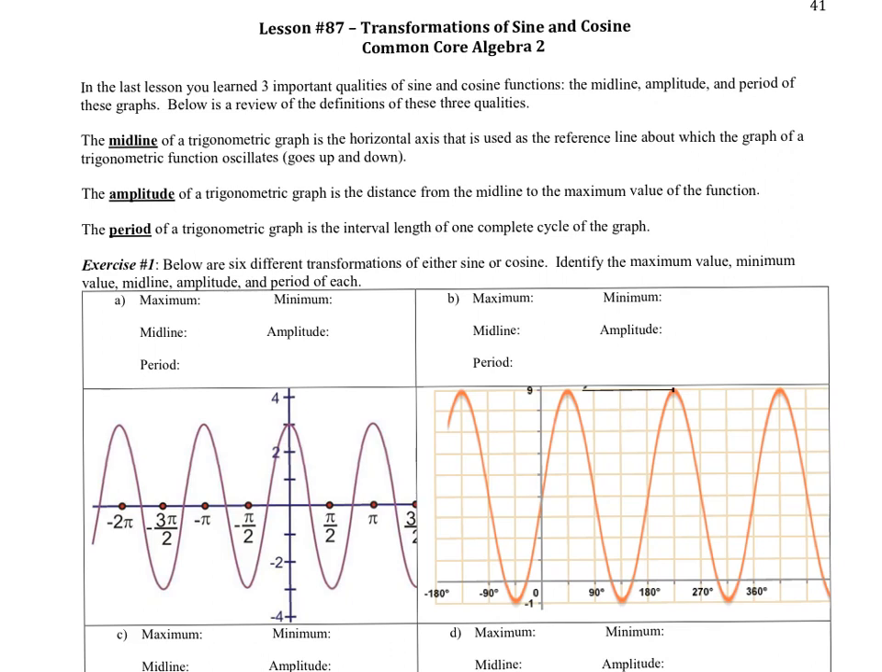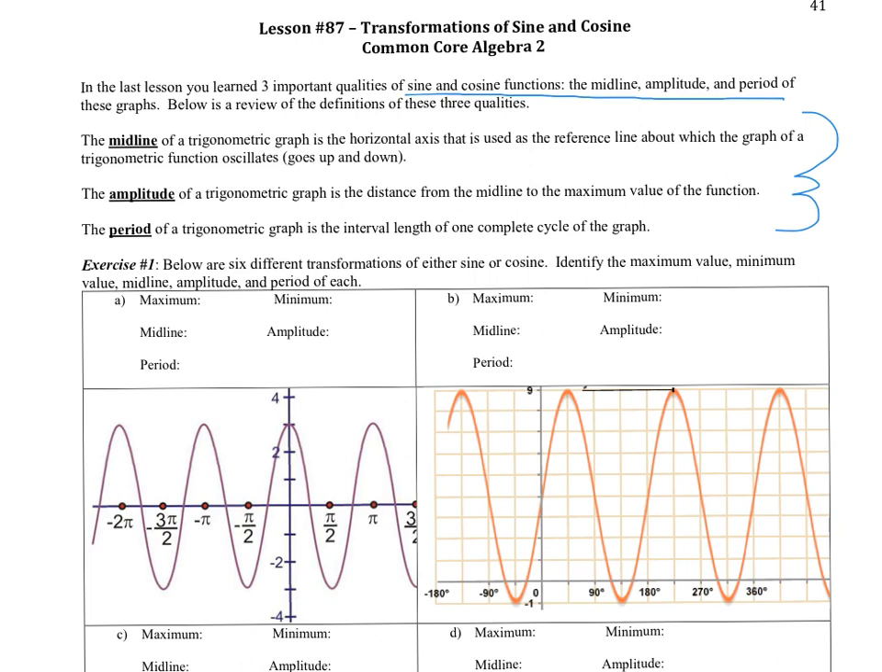So in this lesson, we're going to introduce the transformations of sine and cosine, and this lesson is going to continue for 4 lessons. In last lesson, we learned about 3 important qualities of sine and cosine, and that's midline, amplitude, and period. So to start out, if you want to pause the video and read over these, you can. I'm going to jump right into the problem so the video is not super long.